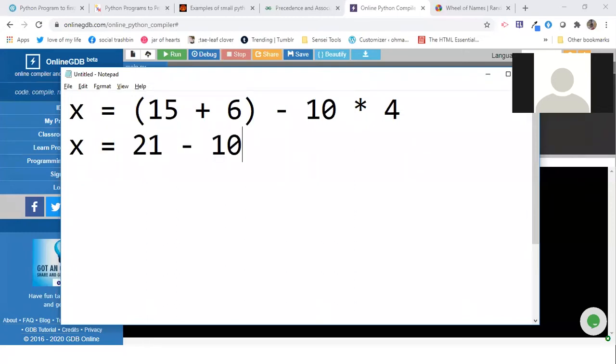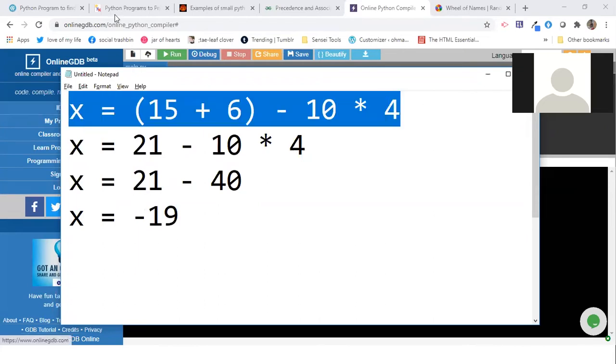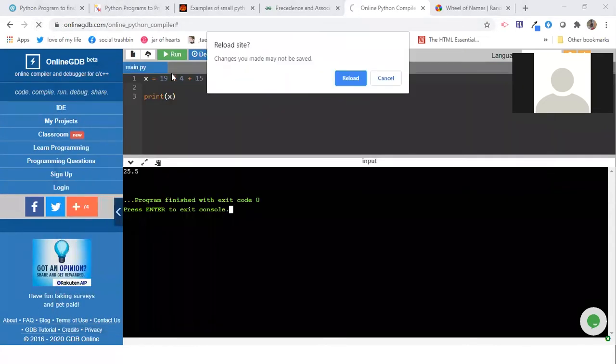21 minus 10 multiplied by 4. We have subtraction, multiplication. Anong susunod natin evaluate? 10 multiplied by 4 po. 10 multiply to 4 is 40. 21 minus 40 is negative 19. Let's check if Python, same siya ng answer natin.